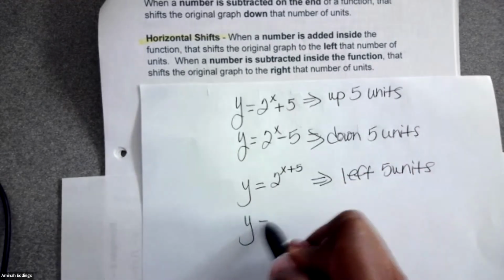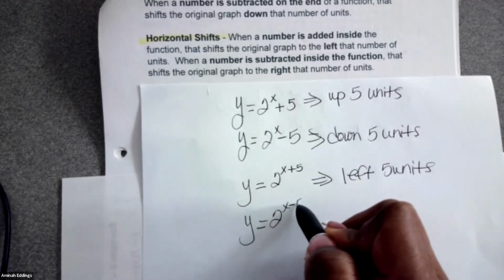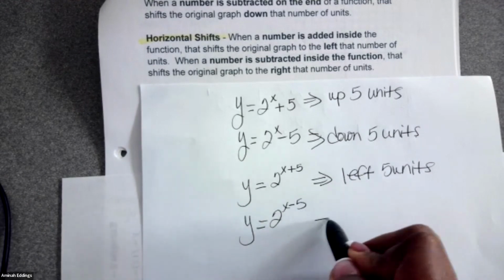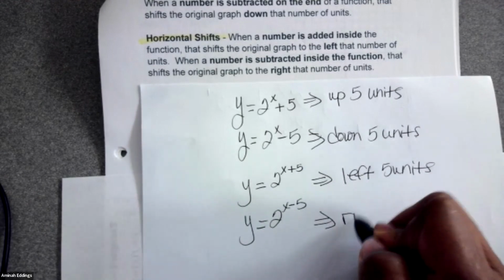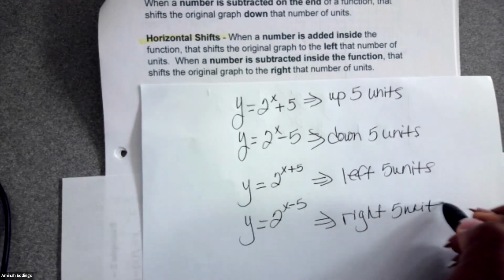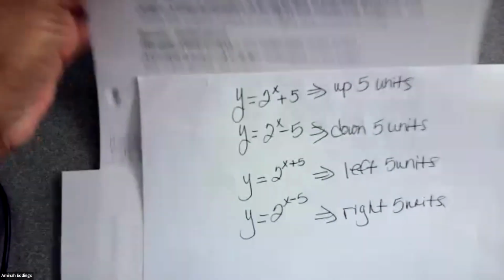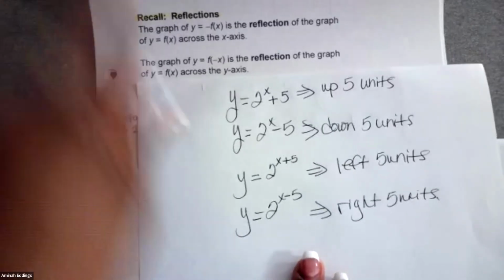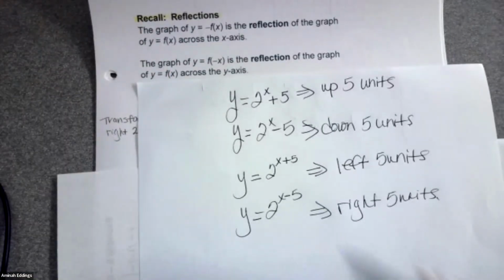And then y is equal to 2 to the x minus 5. Again, that 5 is inside the function. So we would move right 5 units. Okay.